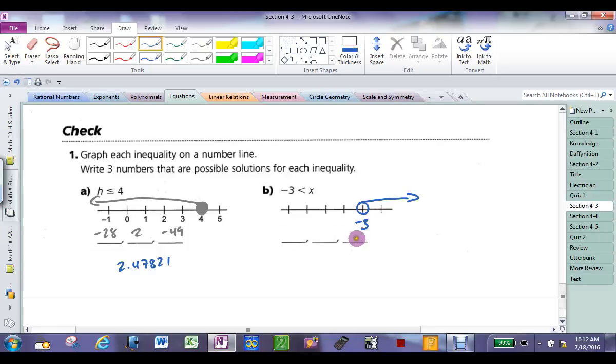Good. Now what are 3 answers that work there? Negative 2. Negative 1. Negative 1.87. How though? Because it's great. Read it out to yourself, Aiden. X is greater than negative 3, which means the numbers you are allowed have to be greater than negative 3. Greater than on a number line is to the right.